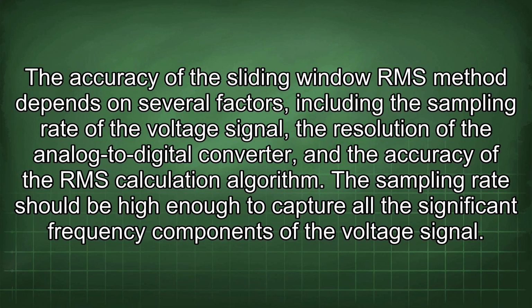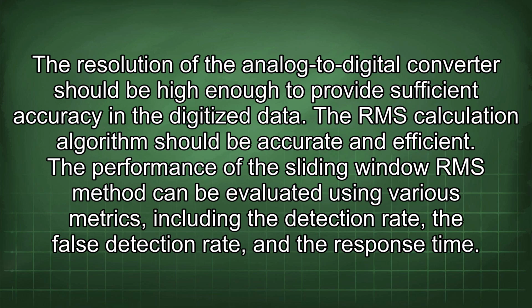The accuracy of the sliding window RMS method depends on several factors, including the sampling rate of the voltage signal, the resolution of the analog-to-digital converter, and the accuracy of the RMS calculation algorithm. The sampling rate should be high enough to capture all the significant frequency components of the voltage signal. The resolution of the analog-to-digital converter should be high enough to provide sufficient accuracy in the digitized data. The RMS calculation algorithm should be accurate and efficient.